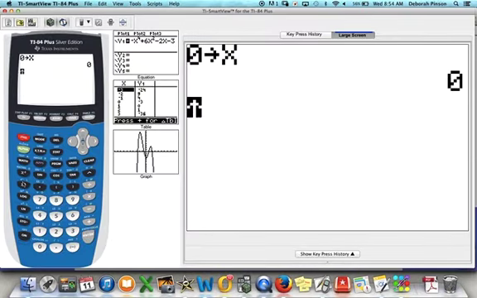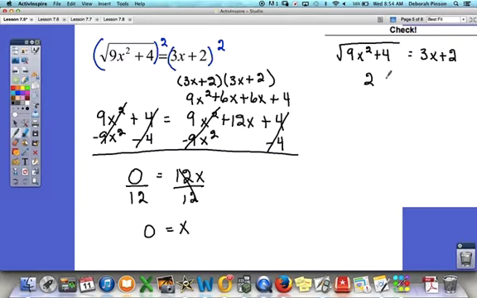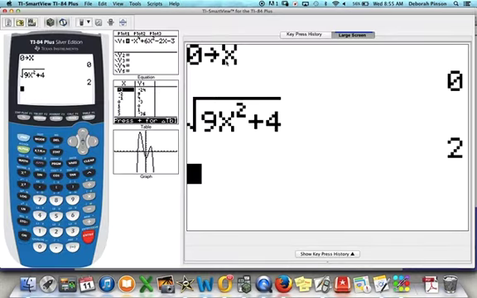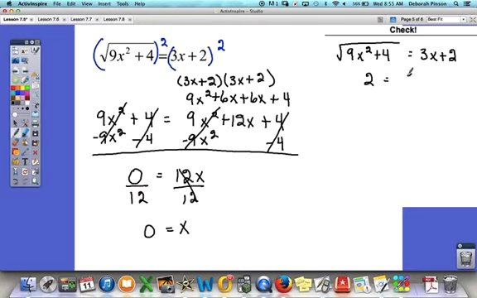So I have square root of 9x squared plus 4. That gives me 2. Okay, so over here I have 2. And then on this side, I'll plug in 0 for the x. And remember, my x already has the 0 plugged in for it. So I have 3x plus 2, which is also 2. You could have done that one probably in your head. So 2 equals 2. It's a good answer. So I'm going to keep it.